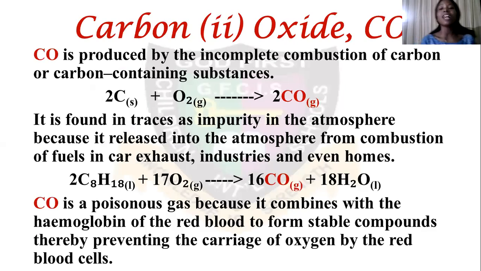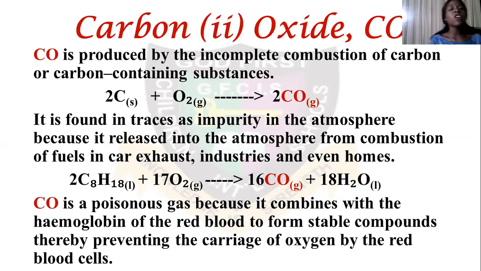Next, we are looking at carbon monoxide, CO. Carbon monoxide is produced by the incomplete combustion of carbon or a carbon-containing substance, meaning that carbon monoxide is produced when there is insufficient supply of oxygen or air. So any carbon-containing substance will produce carbon monoxide in a limited supply of air.